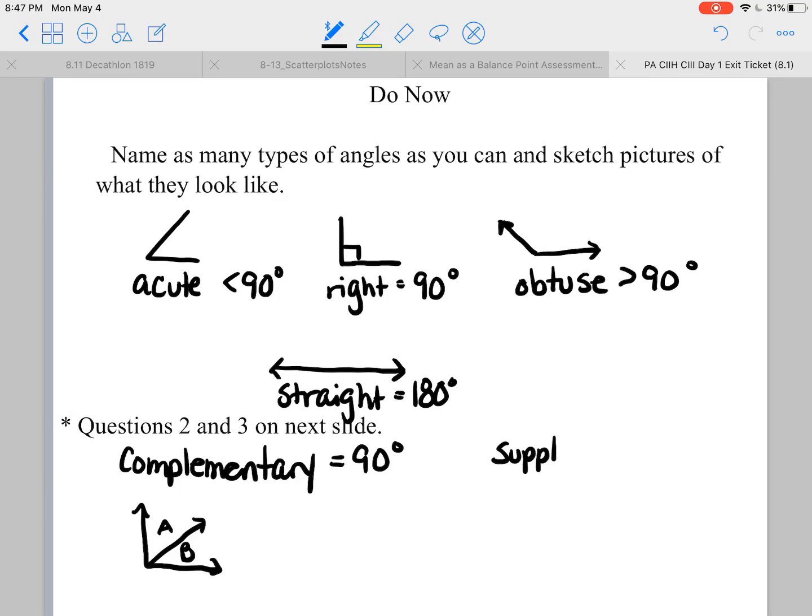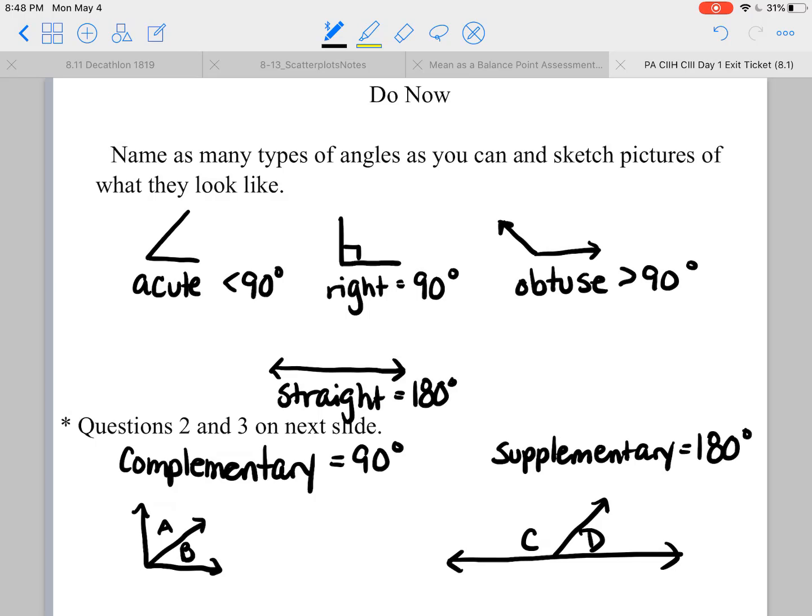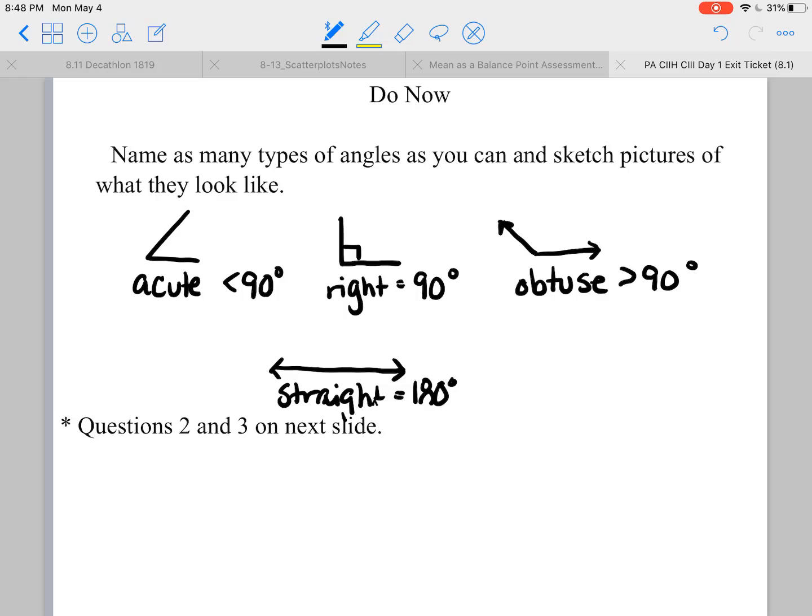We also have supplementary angles. Supplementary angles are 2 or more angles that have a sum of 180 degrees. Here is an example of 2 supplementary angles, C and D, because together they make a straight angle, which is equal to 180 degrees. We have 2 more examples of the relationships between angles.